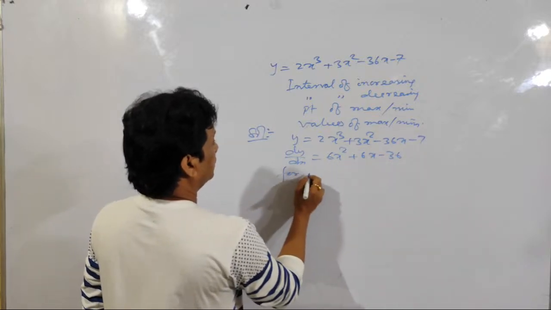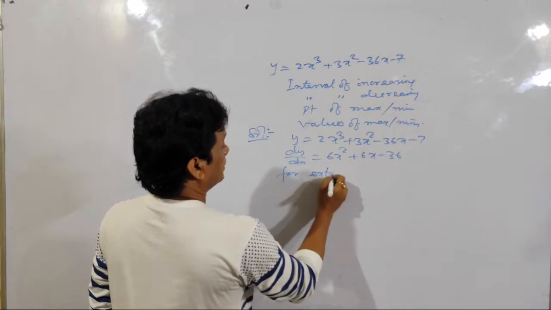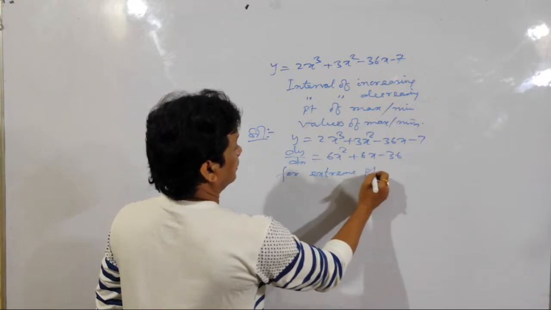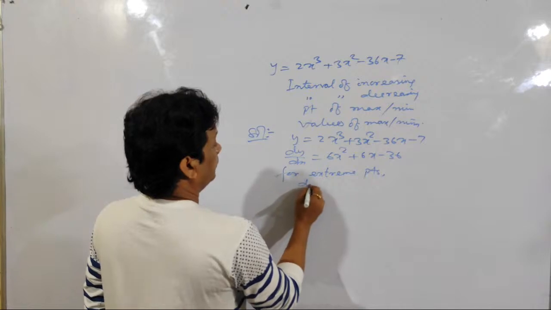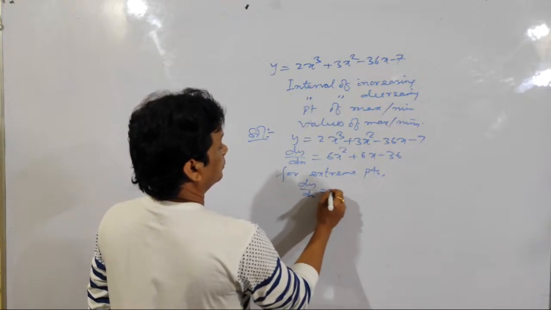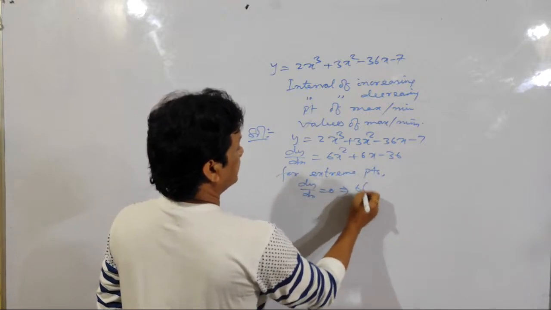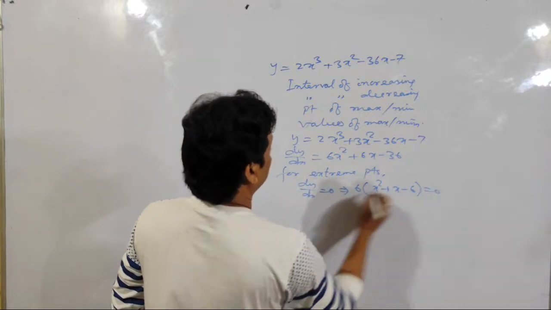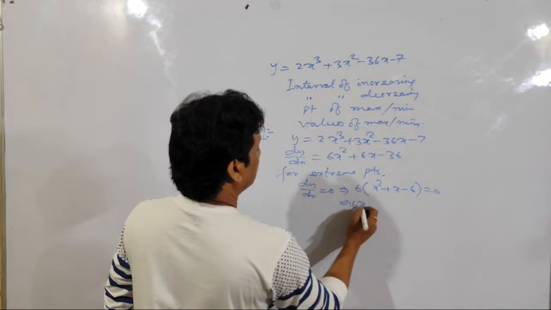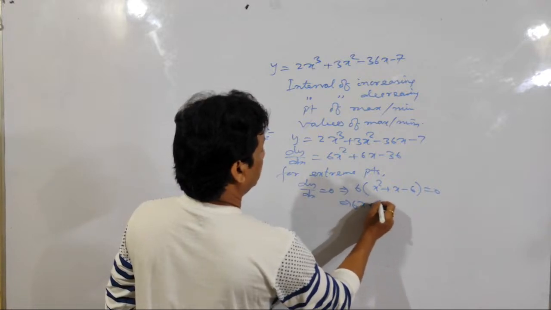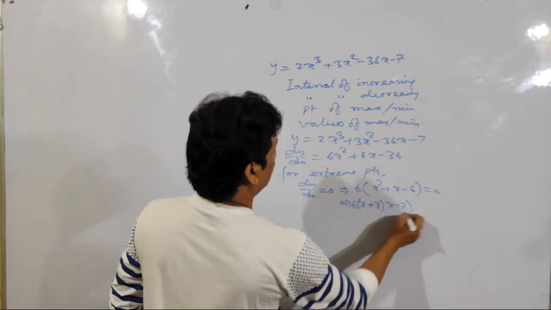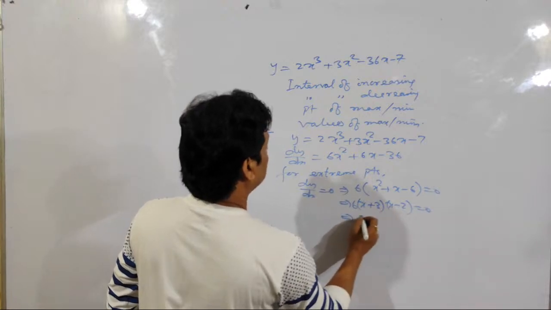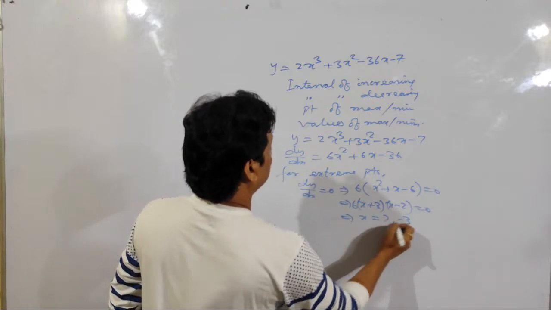So for extreme points, dy by dx equal to 0. So it implies, take 6 common, x square plus x minus 6 equal to 0. That means 6 into x plus 3 into x minus 2 equal to 0. So it implies x is equal to 2 and minus 3.